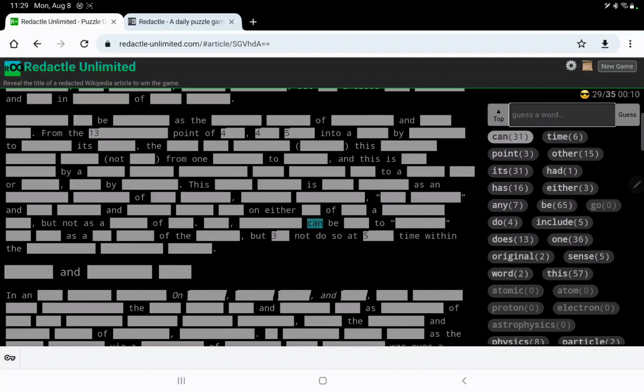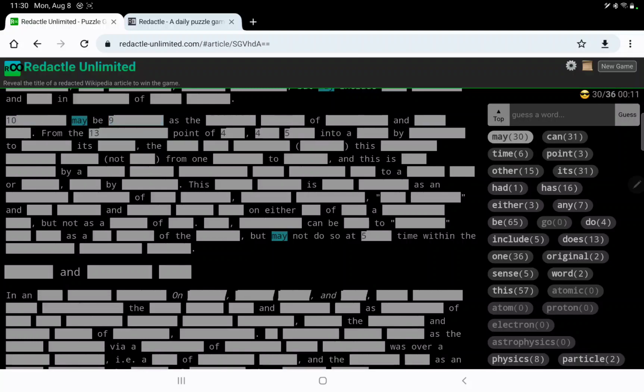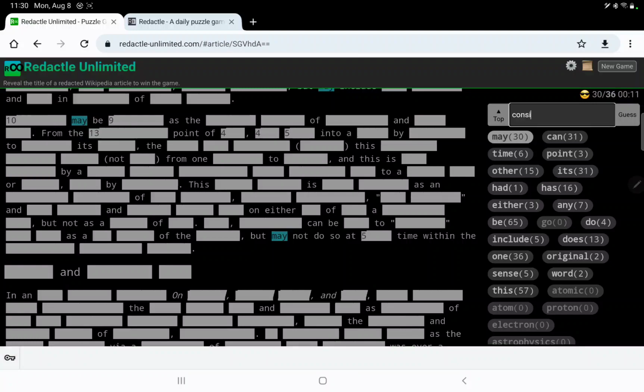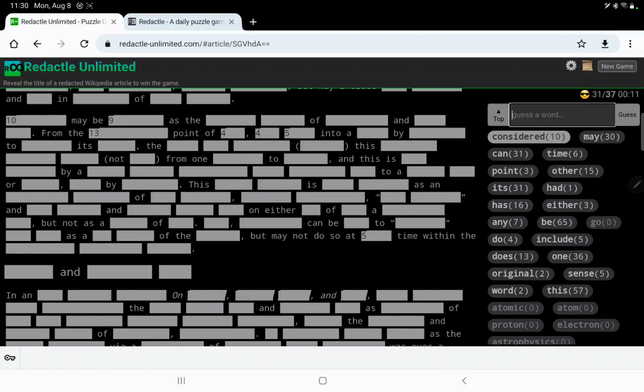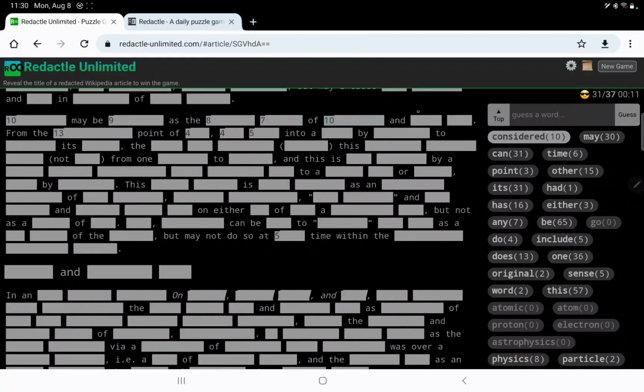Oh, but cannot or may not. There we go. May not do so at what time is that? 10 maybe consider, oh no, that is 10 letters. We do have 10 occurrences. Maybe something not imagined, maybe conceived as the 8, 7 of 10 and 5, 4.